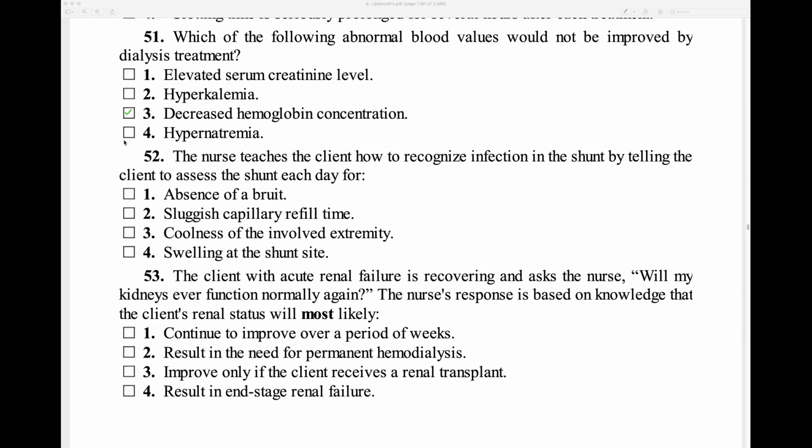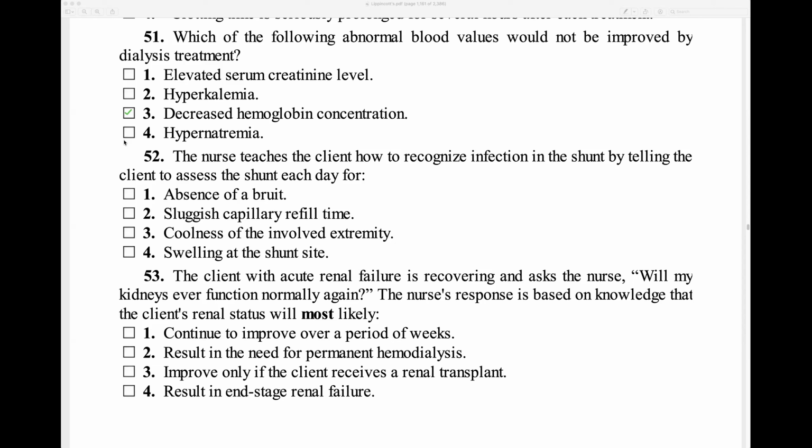You see, dialysis is doing what the kidneys can't do at that point. So all of the problems a patient has because of the kidney problem, going to dialysis is going to help fix, as long as it's related to the kidney. So elevated serum creatinine, hyperkalemia, and hypernatremia. Dialysis will fix all of that, but dialysis can't fix the hemoglobin problem.